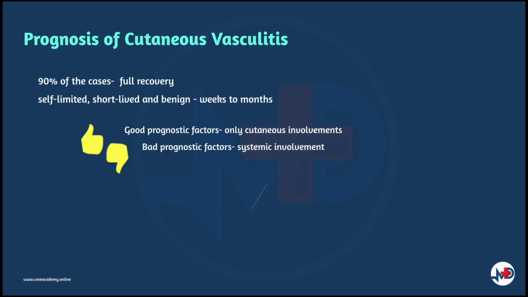The prognosis of systemic vasculitis, on the other hand, is dependent upon the severity of the organ involved. Kidneys, lungs, or brain involvement may particularly be life-threatening. Good prognostic factors would include strictly just cutaneous involvement and also being able to identify the etiology and manage it appropriately, whereas a bad prognostic factor would be having systemic involvement.